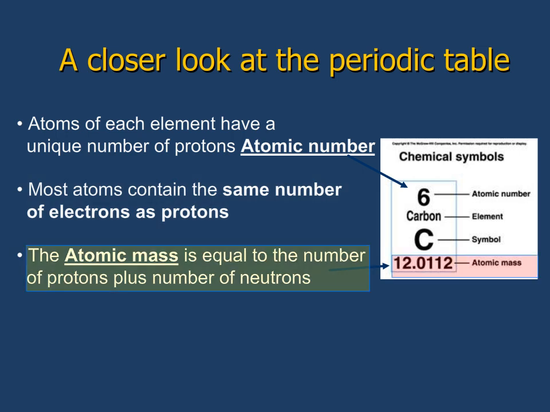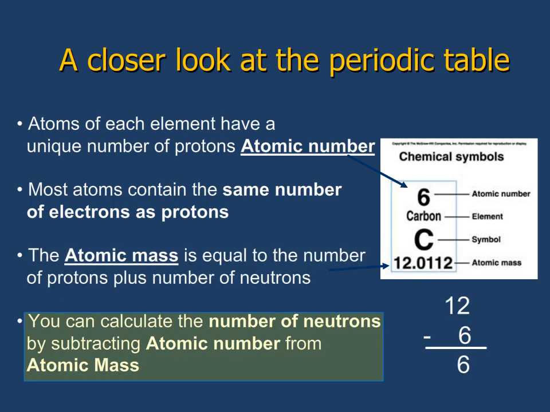The atomic mass, on the other hand, is approximately equal to the number of protons plus the number of neutrons. So we already said that we had 6 protons in the atom, so how many neutrons do you think we have? Well, we can calculate the number of neutrons by simply subtracting the atomic number, the number of protons, from the atomic mass, which was the protons plus the neutrons. So the atomic mass here is approximately 12. We subtract off 6 protons, and we see that carbon has 6 neutrons. So one of the things you should be able to do for an exam is, given an element on the periodic table, tell me how many protons, how many electrons, and how many neutrons. You can see that for carbon, the answer to each of these questions is 6. 6 protons, 6 electrons, and 6 neutrons.